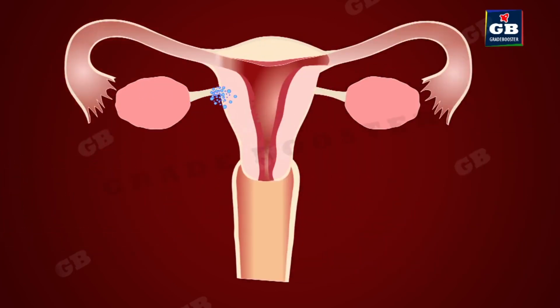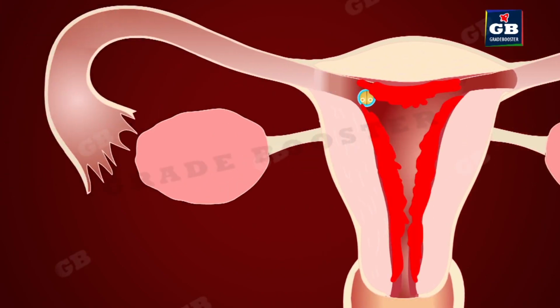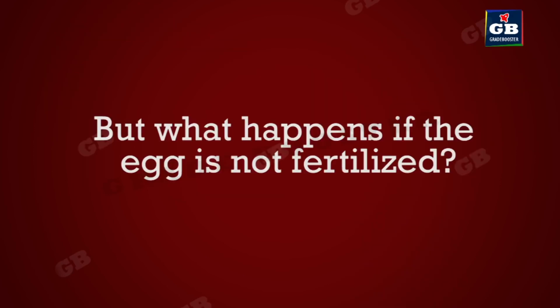Once the egg is released by the ovary, the hormone secreted by the ovary makes the uterus wall thick and lined by blood and mucus. This would be required for nourishing the embryo if fertilization had taken place. If the egg is fertilized, it gets implanted in the cushioning of the uterus. But what happens if the egg is not fertilized?